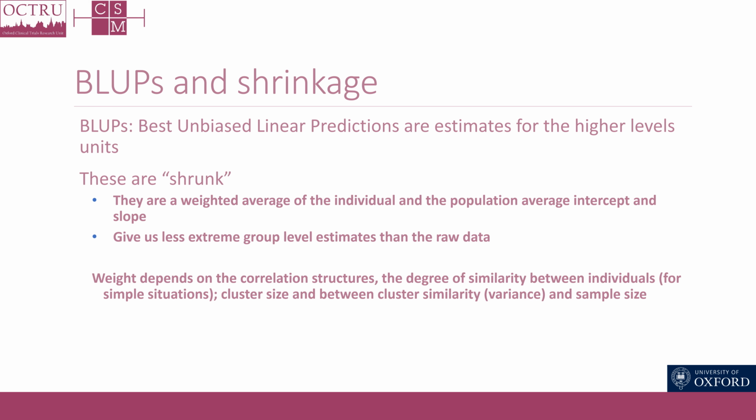The amount of weighting depends on the correlation structure, the degree of similarity between individuals or within individual variance, cluster size, between individual variability, and overall sample size. Shrinkage gives us a sense of how much pooling is being performed for each group of parameters, in our case here, intercept and slope. The amount of pooling depends on the heterogeneity between groups and the information available within group. It does require further post-estimation work to understand how the model works.